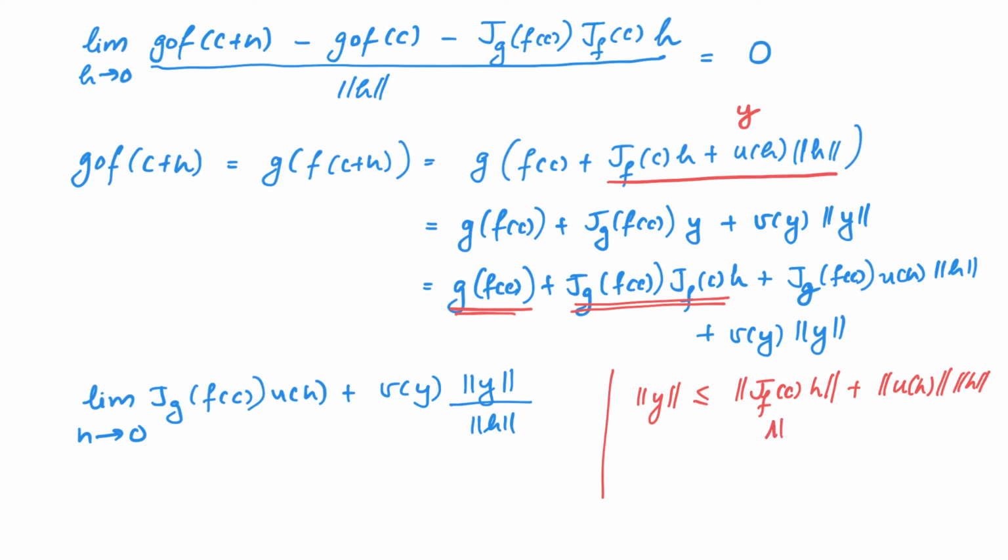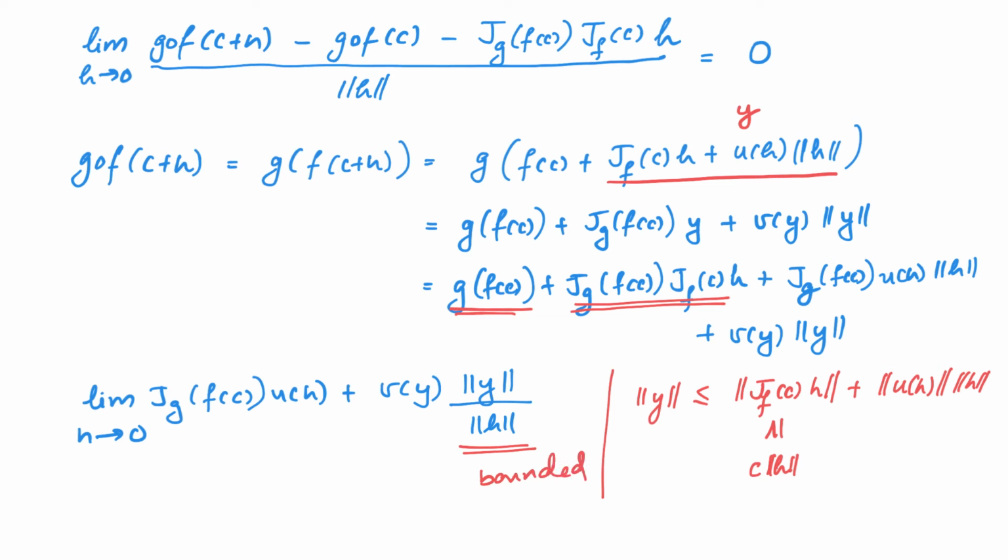Further, using slightly sophisticated linear algebra, we can conclude that the norm of Jacobian of f at C into h is less than or equal to some constant times norm h. This has nothing to do with the Jacobian matrix. This will be true for any matrix. And as this concept is not really within the purview of our course, I am not going to go into the details of this. But assuming this, we can see that the term norm y by norm h is bounded.